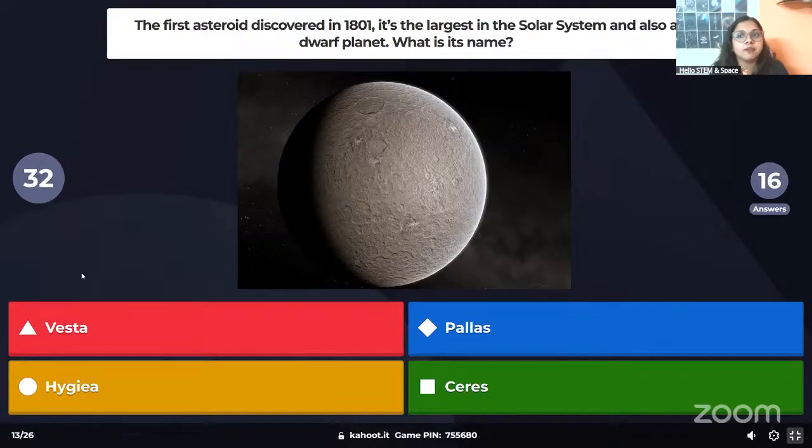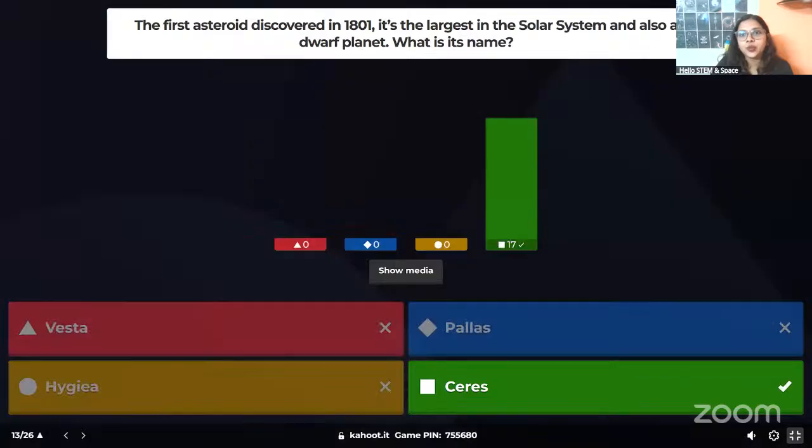Is it Vesta? Is it Pallas? Is it Hygiea, or is it Ceres? You can look at the picture. By looking at the picture, you might get some idea. I can see all of you gave the correct answer. I want everybody to give the correct answer for this. So let's quickly see what is the correct answer.